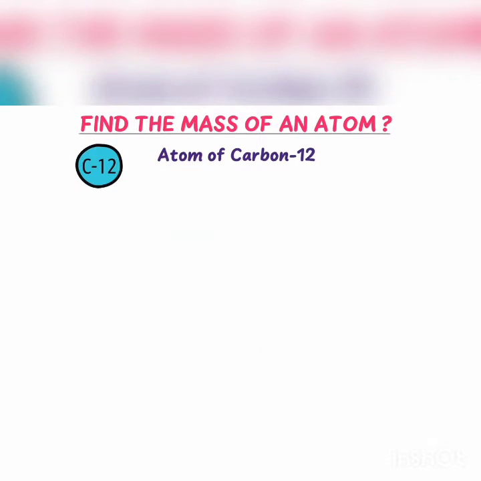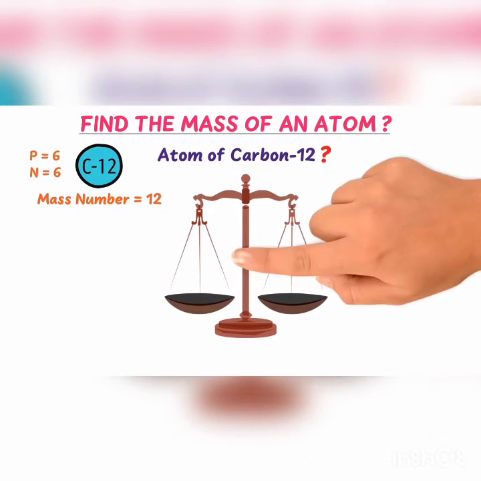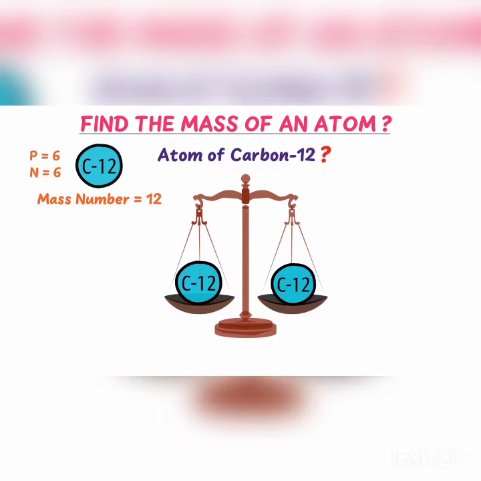Here, consider the atom of carbon 12. Why do we call this carbon atom carbon 12? It is because the mass number of the carbon atom is 12. It is because 6 protons and 6 neutrons are present in the nucleus of a carbon atom. So we call it a carbon 12 atom. When we take this carbon 12 on both sides of the balance, we can say it is in equilibrium because the mass number of this atom is 12, and we also know that the mass number of this carbon atom is also 12.